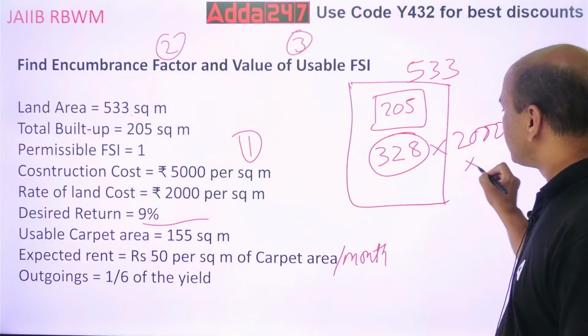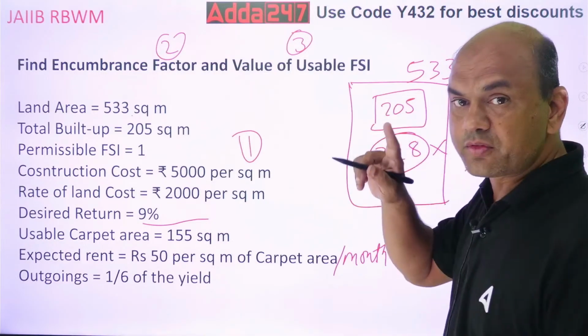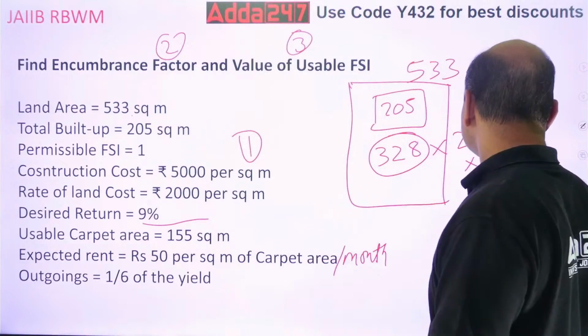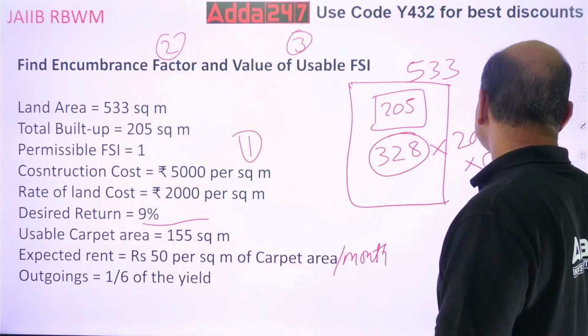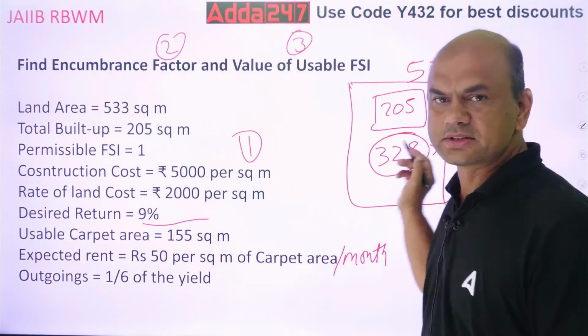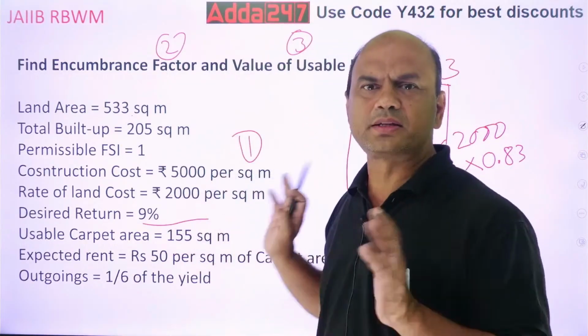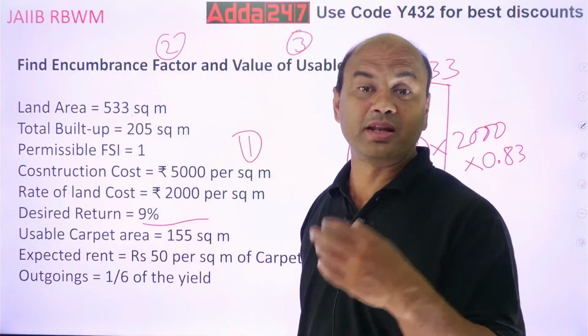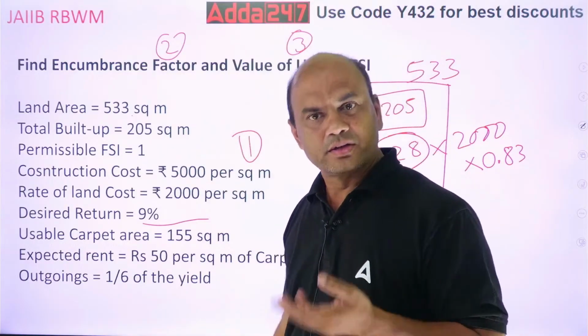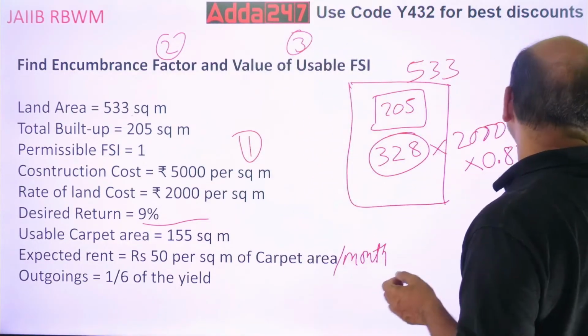And multiplied by, again, this encumbrance factor which we got, 0.83. Because this much net this person will be getting, whoever purchases this land. Net this person will get 0.83 only, because the remaining will go into the expenses. So this is how the usable FSI is calculated.